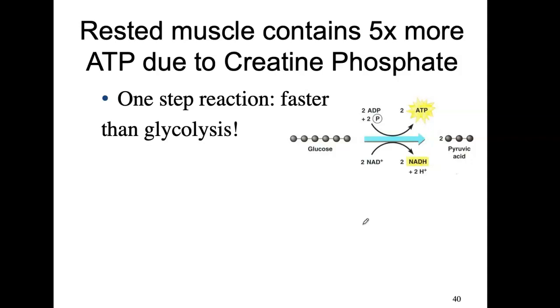It's faster than glycolysis. If you remember glycolysis from other classes, you have 1 six-carbon sugar, glucose, that's going to break down into 3 carbons, which is pyruvic acid. And in the splitting of this molecule down the middle, you're going to manufacture 2 ATP. So this is glycolysis, but creatine phosphate is 5 times faster than doing this.